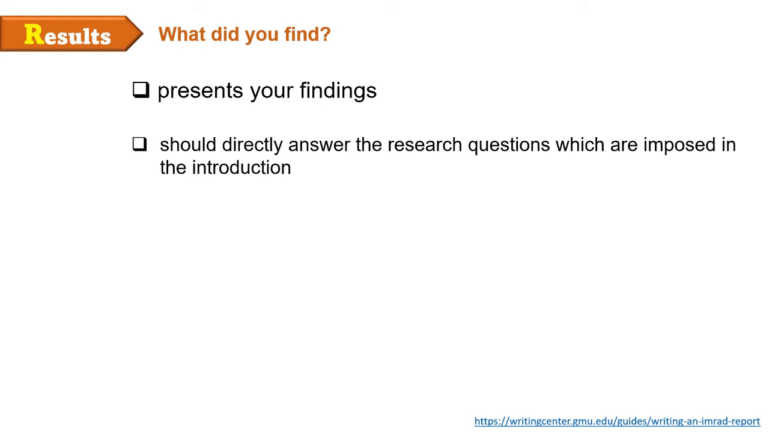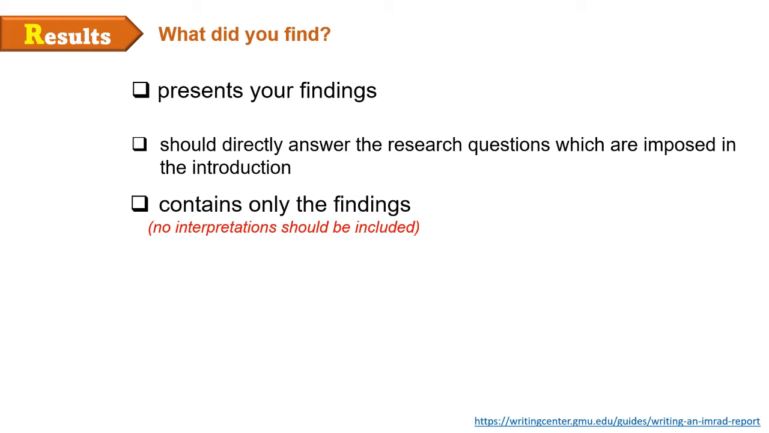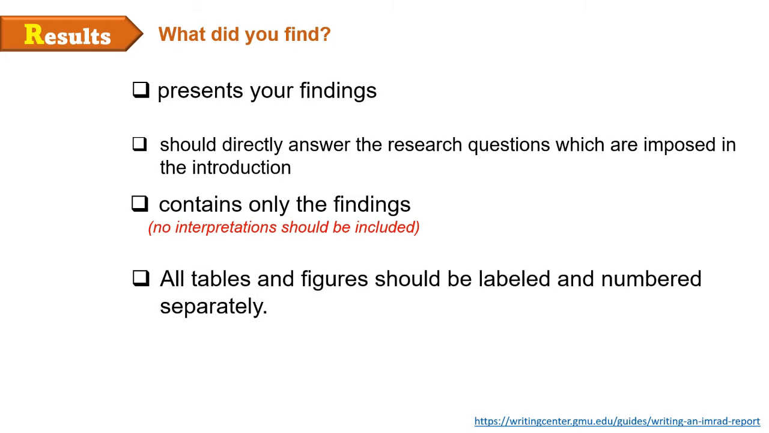After the methods is the results section, where you answer the question, what did you find? In this section, you present your findings. The results should directly answer the research questions which are imposed in the introduction. Typically, the results section contains only the findings. Remember that no interpretations should be included in this section. Make sure all tables and figures are labeled and numbered separately.